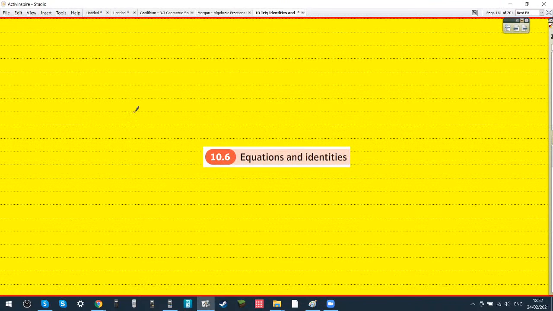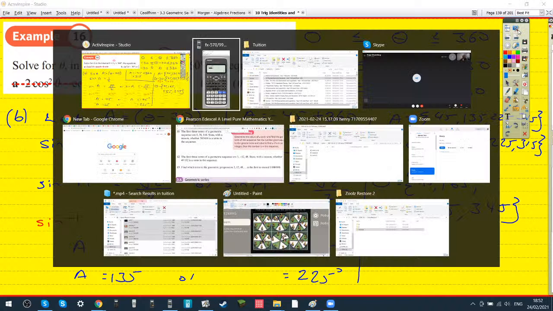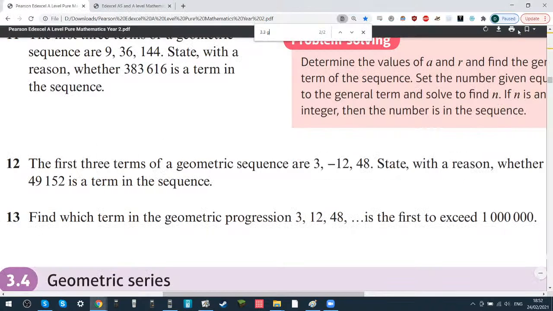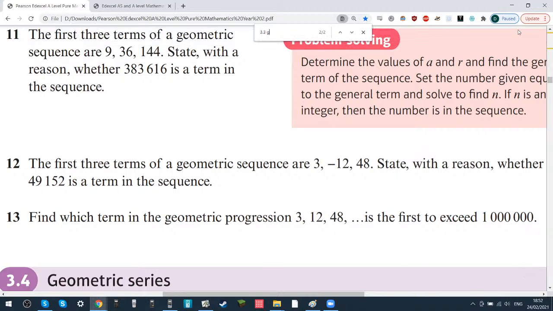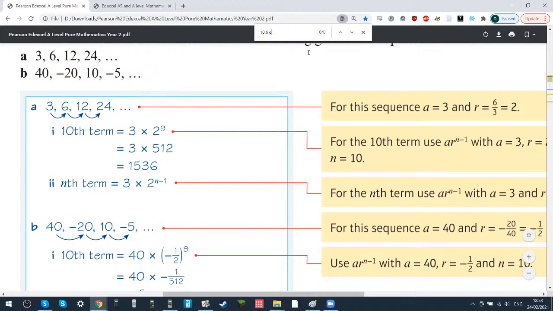Okay, so equations and identities. What do you give yourself? A tick for today. Yeah. So I would like one more of this type of question. Solve for theta in the interval sine squared, and it's that one. This is pure. And this was 10.6. Equations and identities, I think it's called.